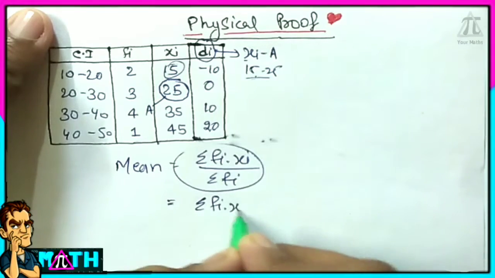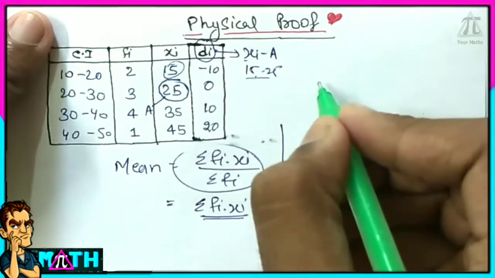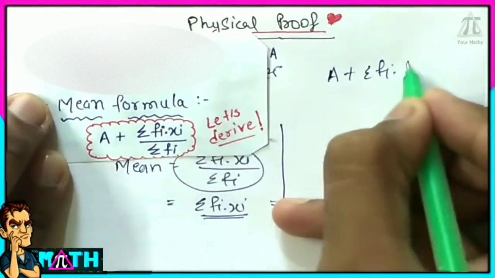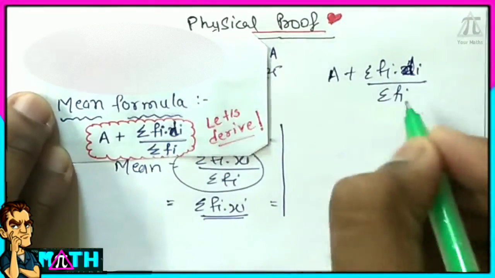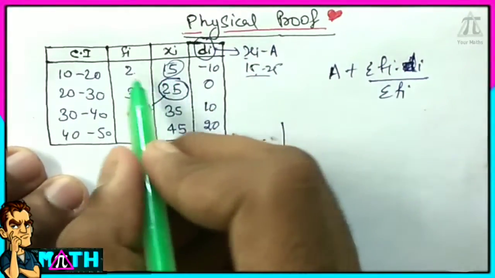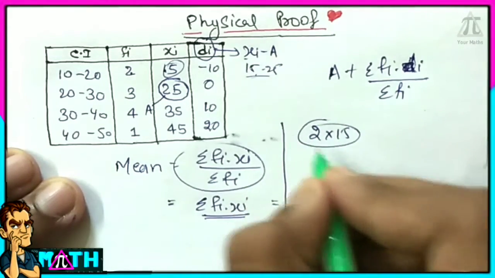Now let's try to find a different way of writing the same summation of fi into xi. First of all, rewrite the formula which we have to derive. So here is the mistake which I told you. Let's correct it. Here it's di. Now note that there is only one method to calculate the mean, that is the direct method. So anyhow we have to multiply fi into xi.